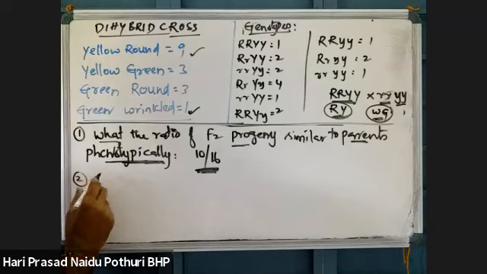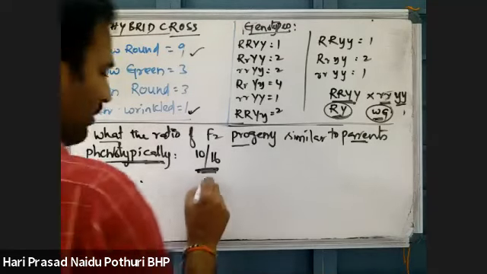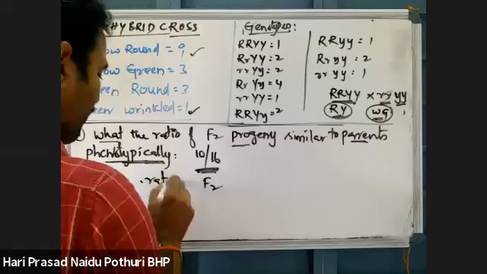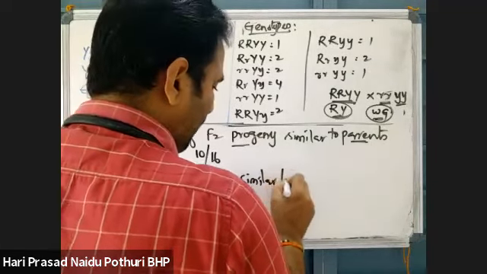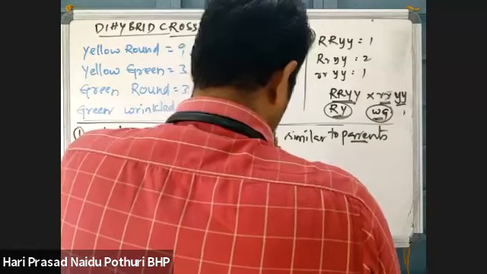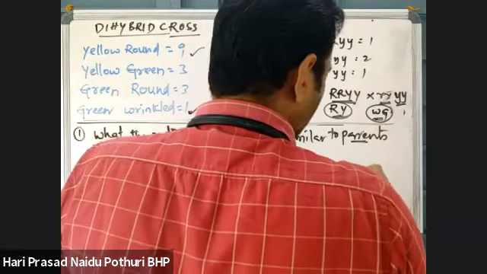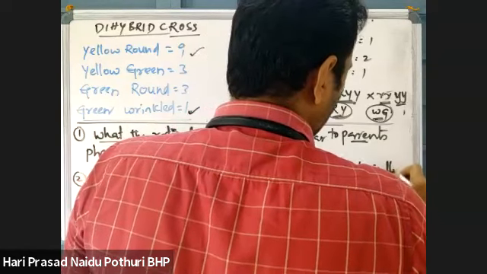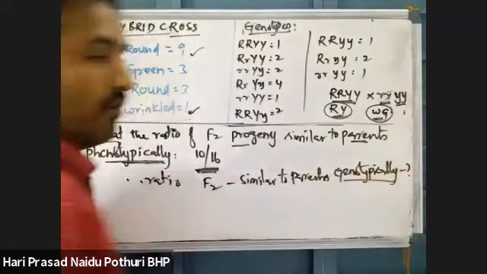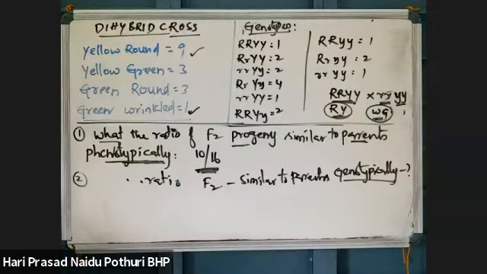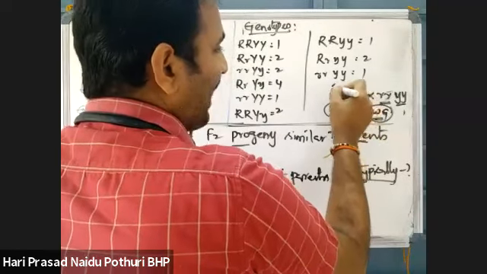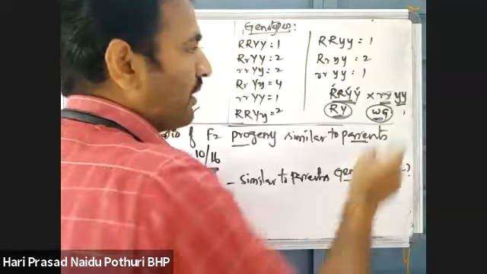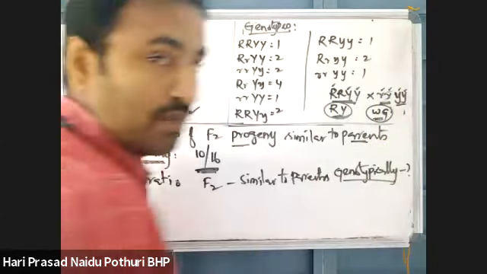And what is the ratio of F2 similar to parents genotypically? What is the ratio of F2 similar to the parents genotypically? What is the genotype of parents? Capital R, capital R, capital Y, capital Y is one parent. Small r, small r, small y, small y is the other parent.